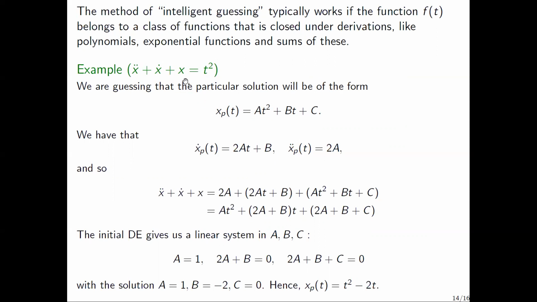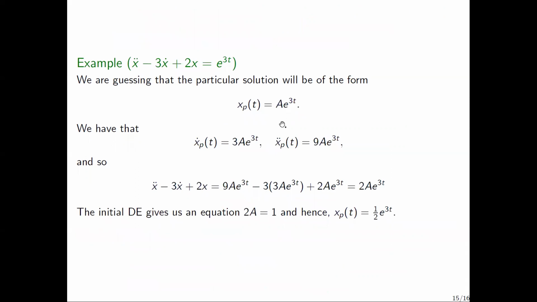And plugging this into the differential equation, comparing the terms at t squared, at t, and at 1 gives us a system of 3 linear equations in 3 unknowns. Therefore, it will be solvable. So the second case was when the right-hand side is an exponential function to some power.